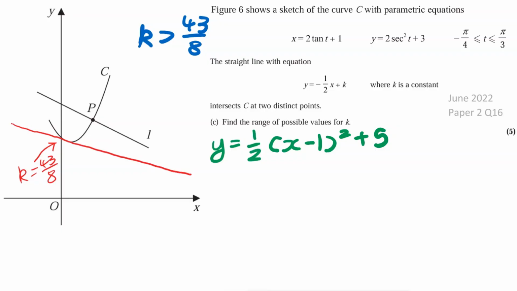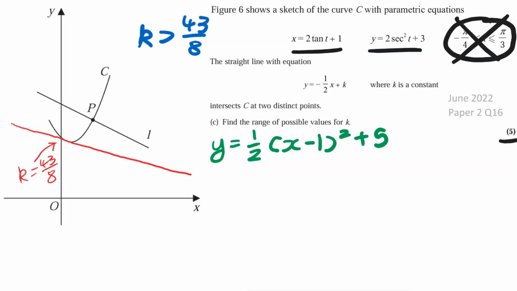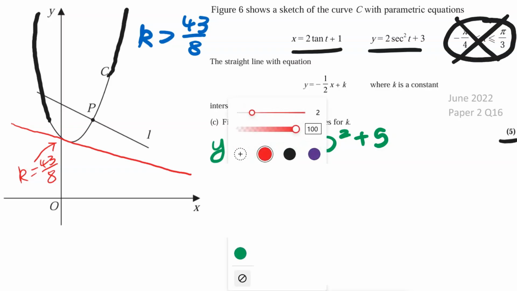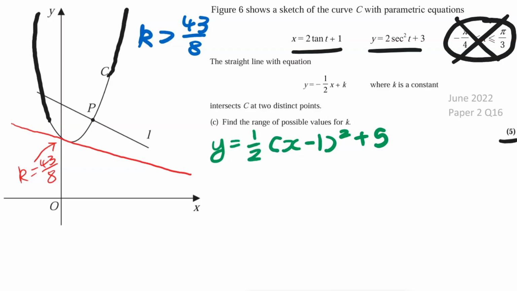However, because this is defined with parametric equations and with this domain here, there is one other detail you need to realise in order to give all 5 marks. If this domain wasn't here, then this curve would keep going for all values of x. So on this side it would keep going up like this, and on this side it would keep going up like this. For example, let's say that we had the line here like this, so we can see that this has 2 points of intersection.